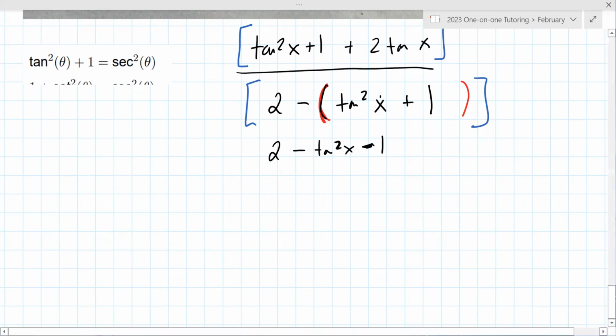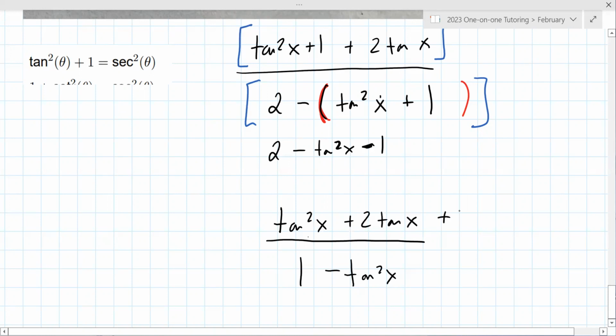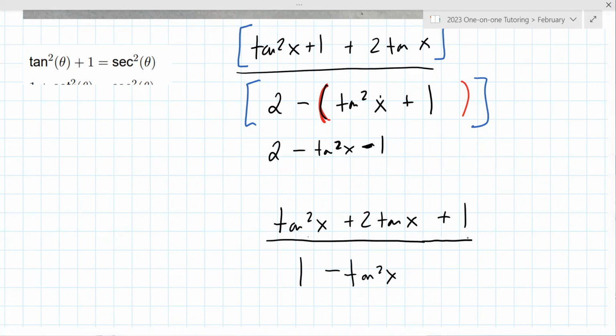Oh, it's 1 minus tangent squared x. Yes, so your bottom is 1 minus tangent squared x. Now let's focus on the top. I'm going to rewrite it here and see if that helps. Tangent squared x plus 2 tangent x plus 1.